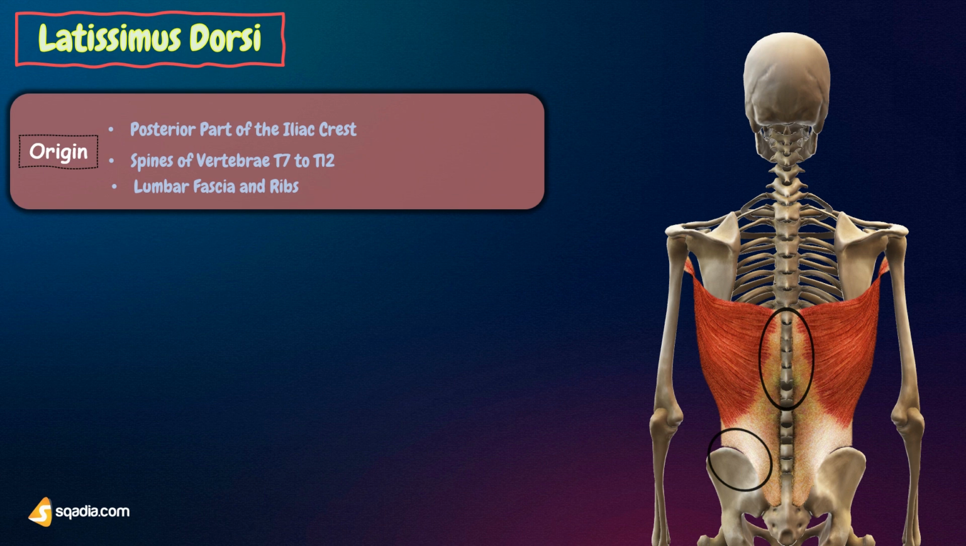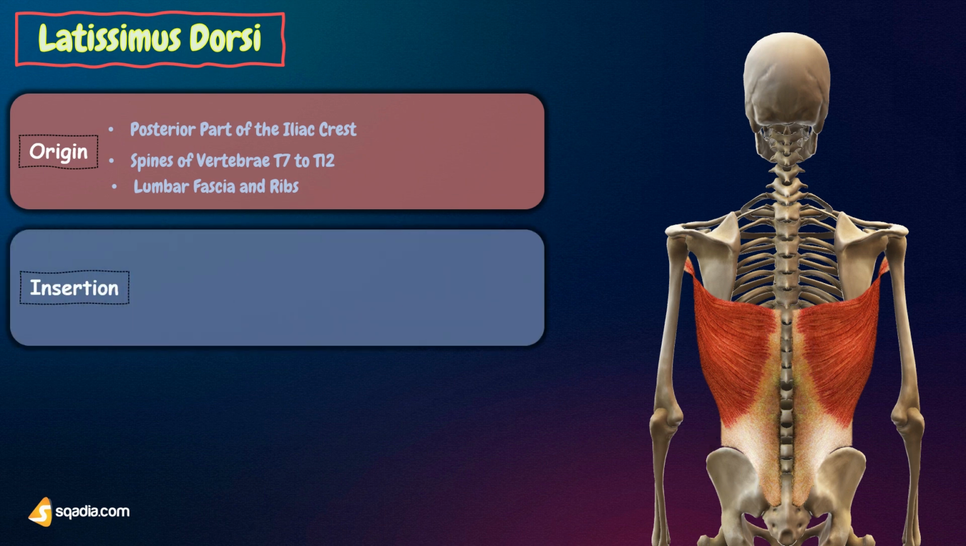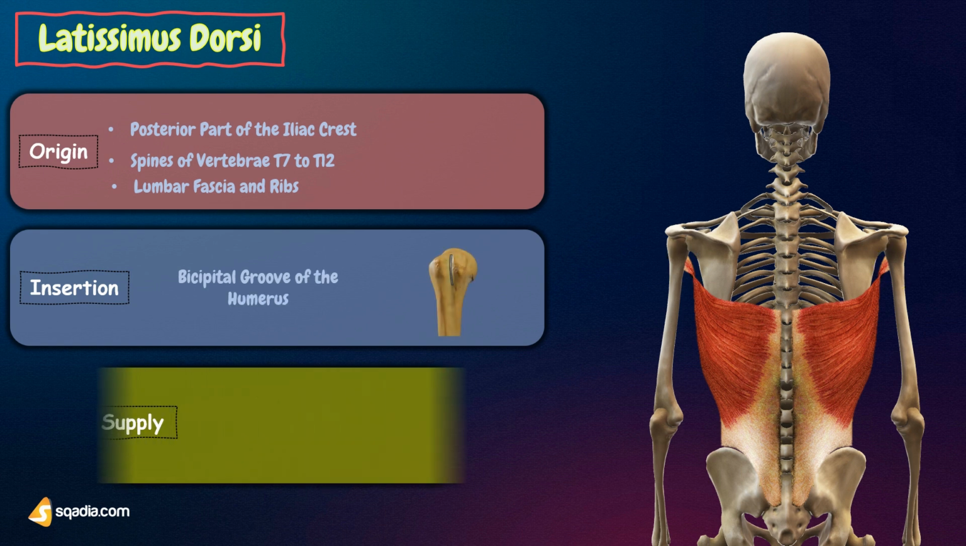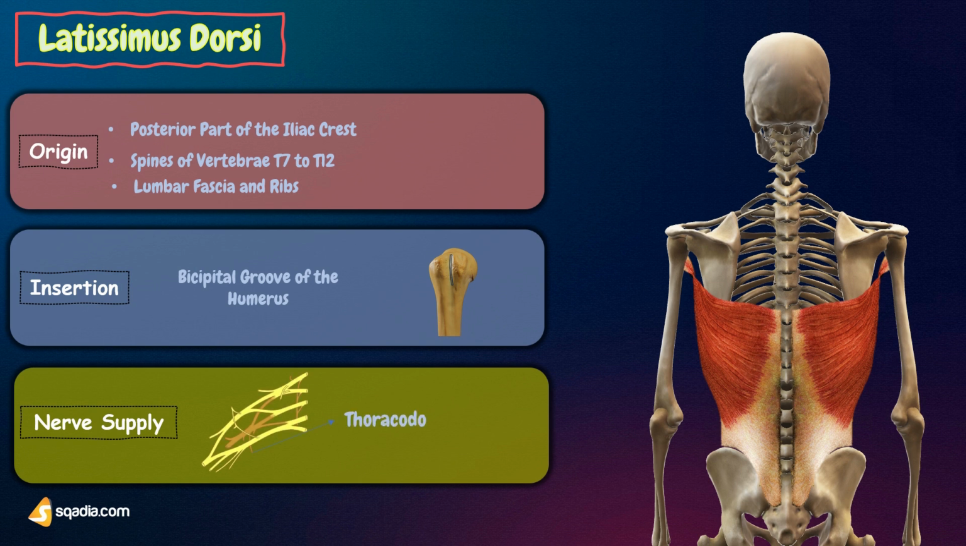It originates from the posterior part of the iliac crest, spines of vertebrae T7 to T12, lumbar fascia, and from the lower 3 to 4 ribs also. Its fibers converge, and the muscle ends in a tendon which is inserted into the bicipital groove of the humerus. This muscle is innervated by the thoracodorsal nerve, a branch of the posterior cord of the brachial plexus.